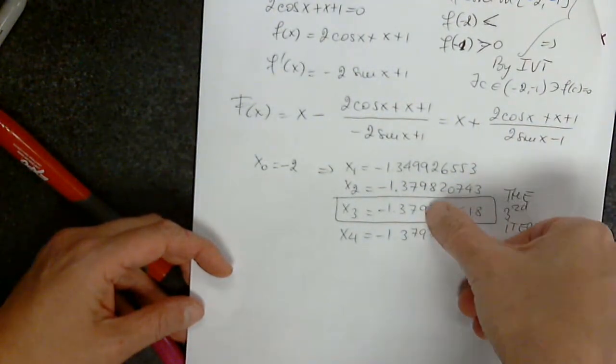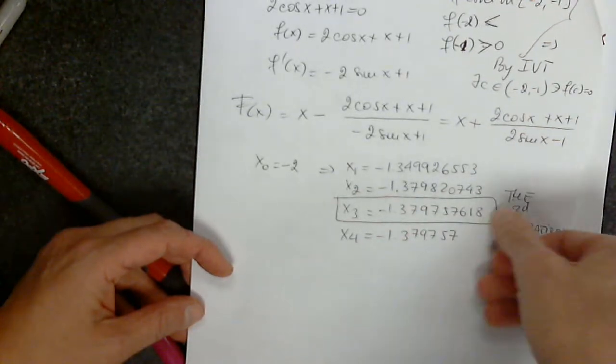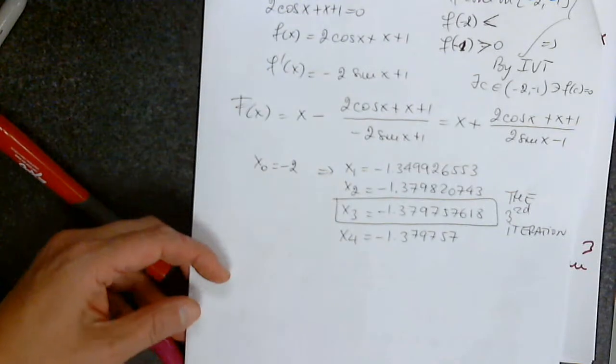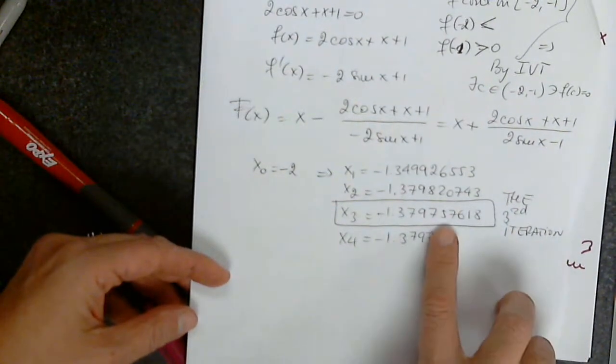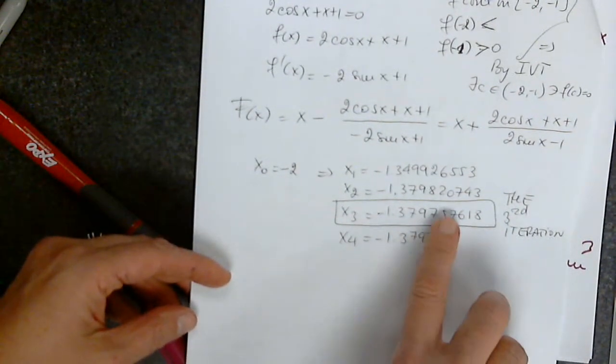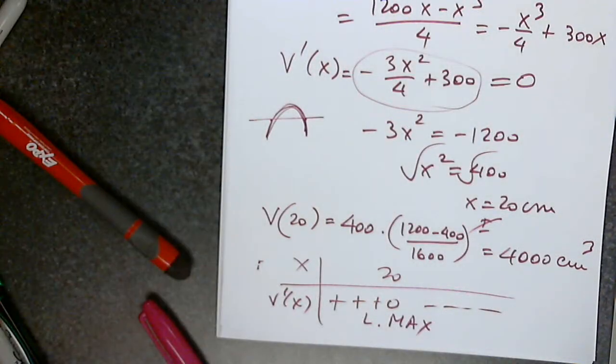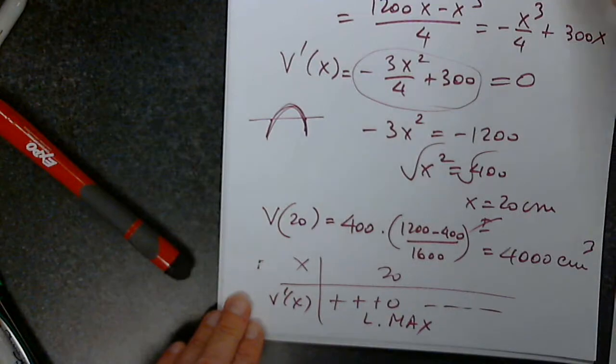I realized that 4 digits were the same, so I kept the one that I have from before. No rounding is necessary here. So I stopped at the 3rd iteration because the next one already had the same 6 digits. Okay, and the last one, I would like to talk about it, the extra credit.